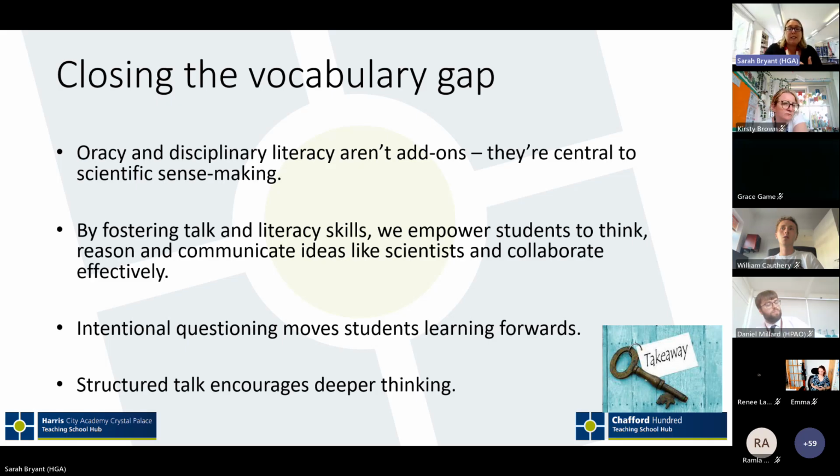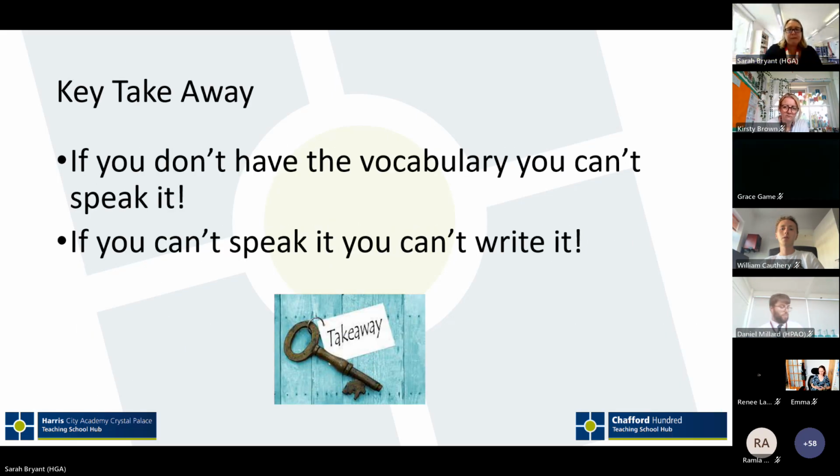Oracy and disciplinary literacy are not add-ons, they are central to scientific sense-making. By fostering talk and literacy skills, we empower students to think, reason, and communicate ideas like scientists and collaborate effectively. Intentional questioning moves students' learning forward, and structured talk encourages deeper thinking.